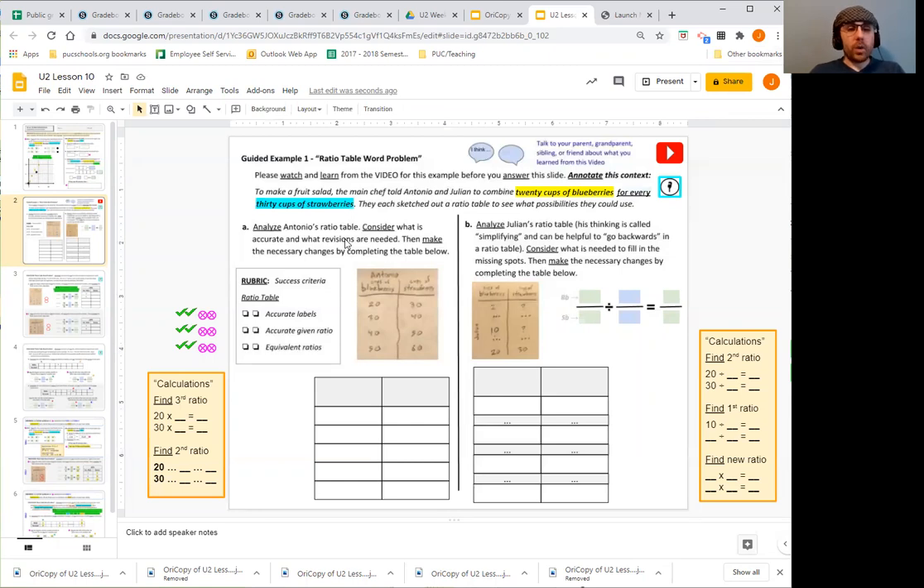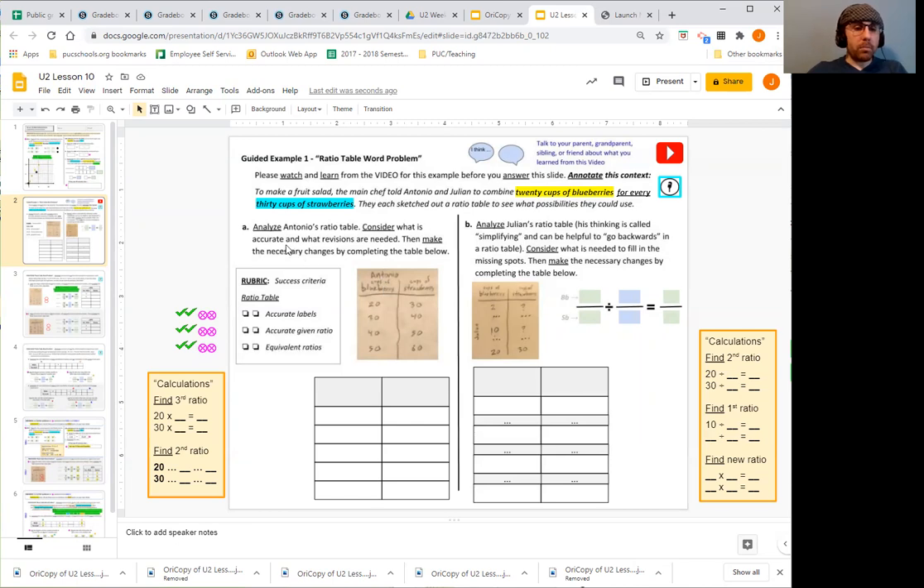So today we're going to continue our work with tables, ratio tables, but we're going to look at it in the context of how can we use them to go backwards, and how can we use them to make sure that we're actually using the ratio rather than just randomly putting in numbers that we think might work.